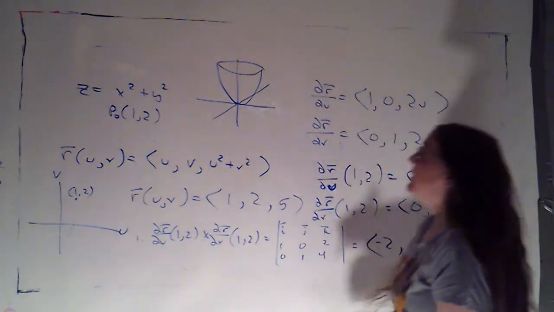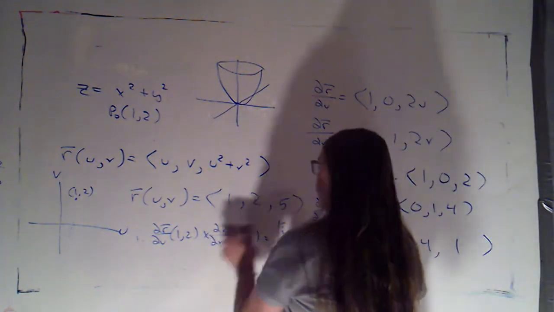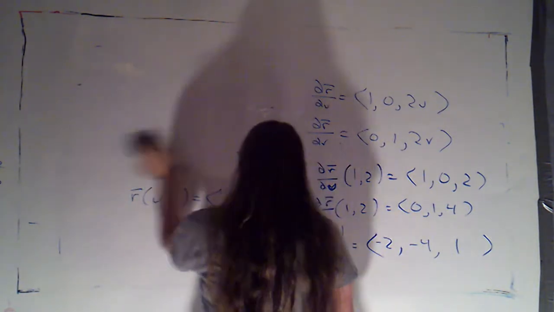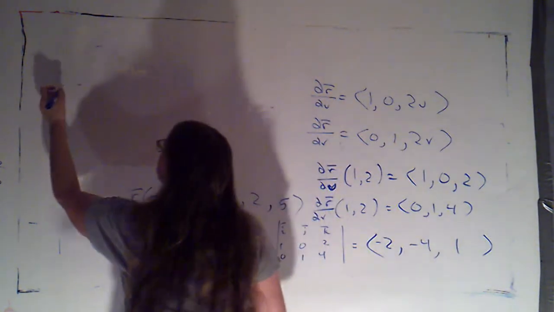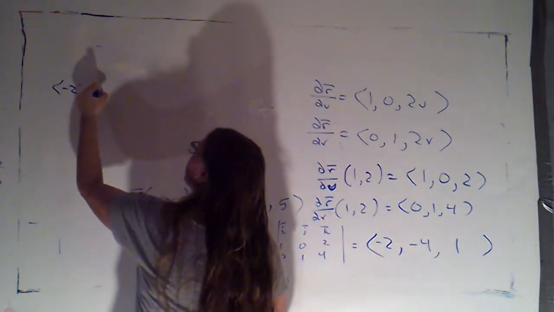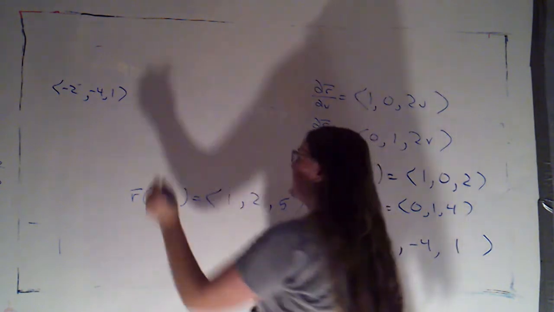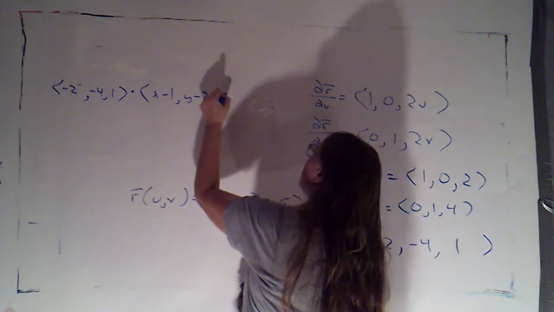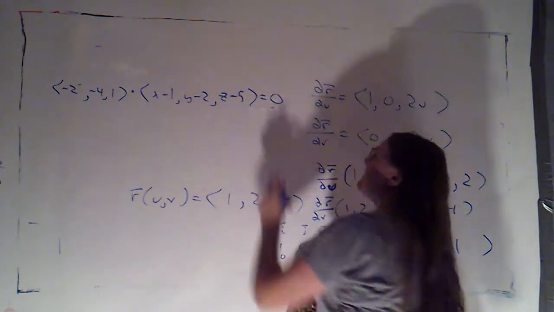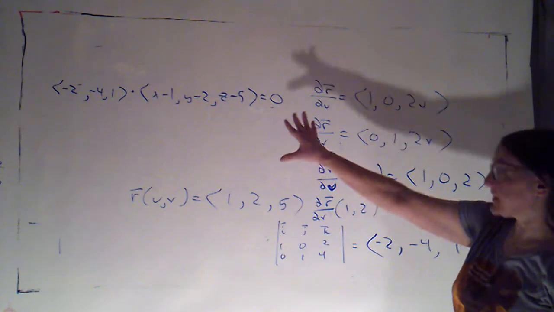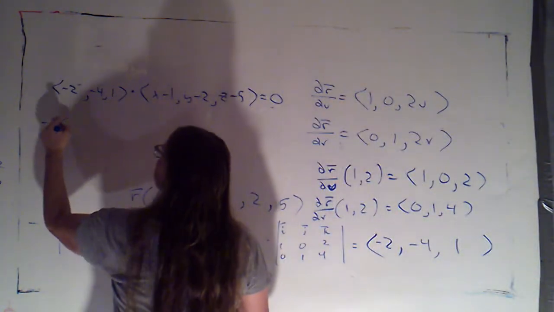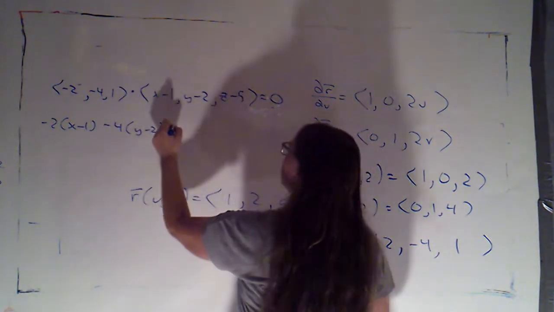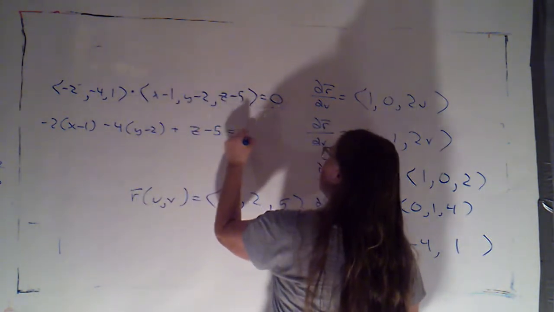Okay. So I can now say this was my point of tangency, so I'm going to be getting negative 2, negative 4, 1. That's my normal vector, dotted with x minus 1, y minus 2, z minus 5, and that should equal 0. Now, let's actually work that out. That's negative 2 times the quantity x minus 1, minus 4 times the quantity y minus 2, plus z minus 5 is equal to 0.